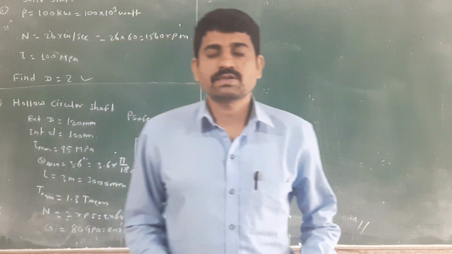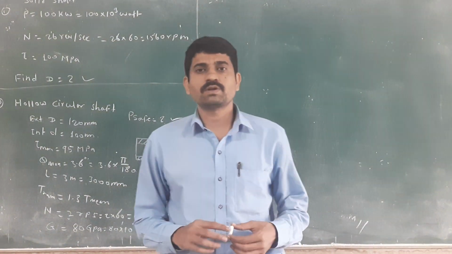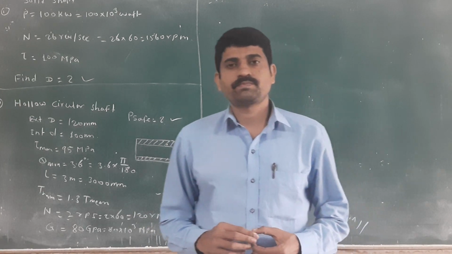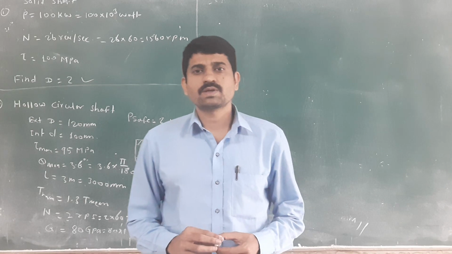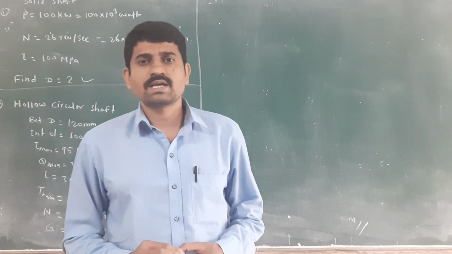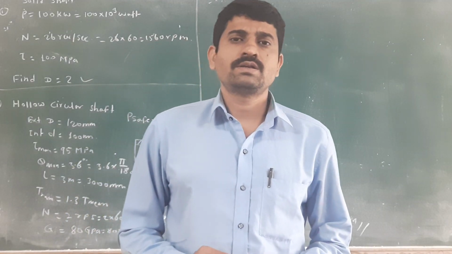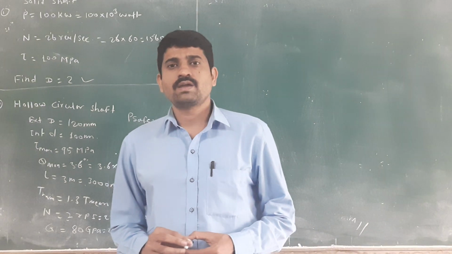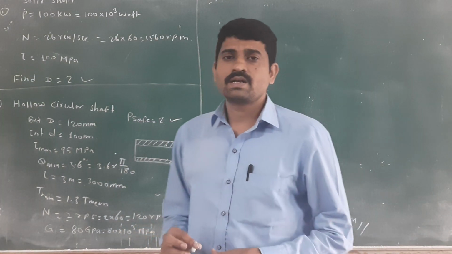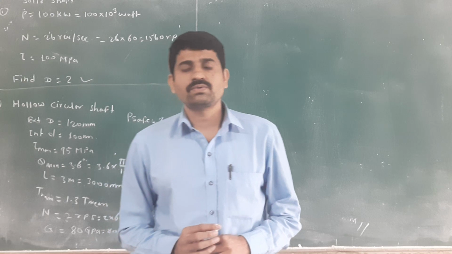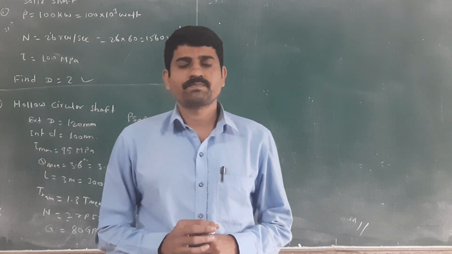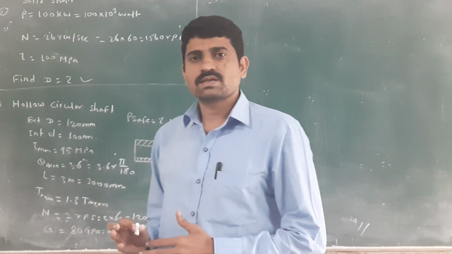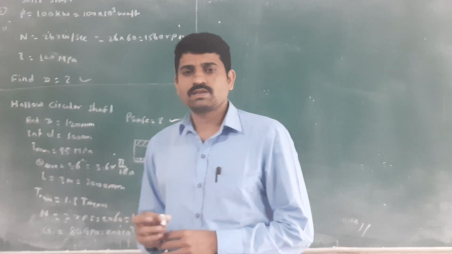In today's lecture, we will solve the numerical on torsion. Last lecture, we saw the definition of torsion, and I explained the torsion formula: T by J is equal to G theta by L is equal to tau by R. In today's lecture, we will solve two different numericals.